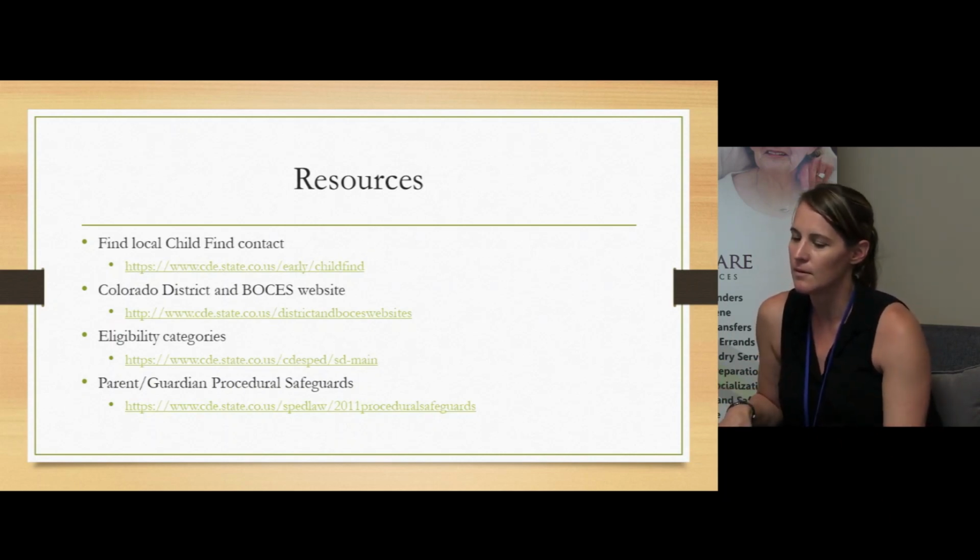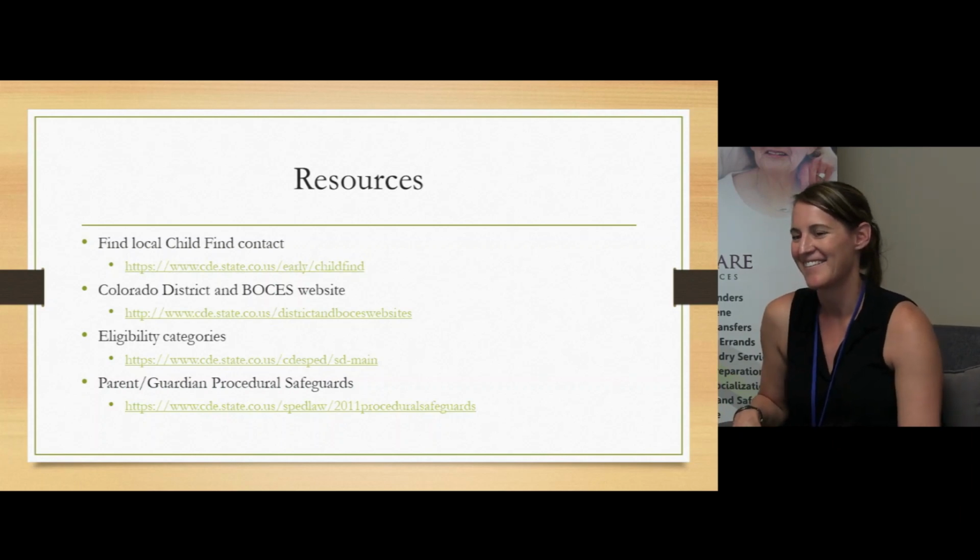The language of IEP and 504, is that fairly consistent across the United States? That's federal. It should be consistent. Okay, that makes sense.